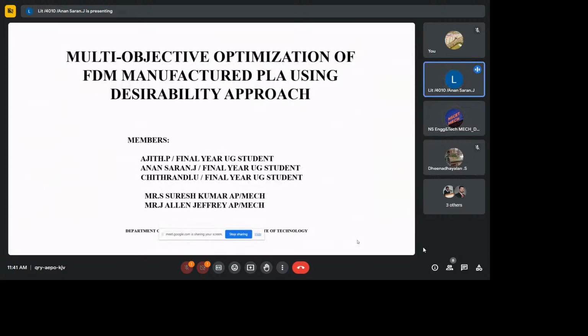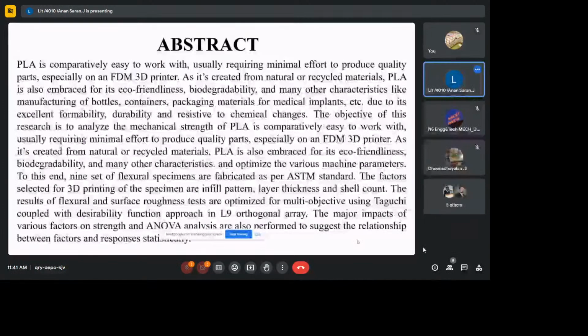Yes, sir. I'm Anand, from the mechanical department, sir. Our project is a multi-objective optimization of FDM manufactured PLA using the desirability approach, sir. Hello, sir. Sir, our abstract. You can continue. Yes, sir. Abstract.